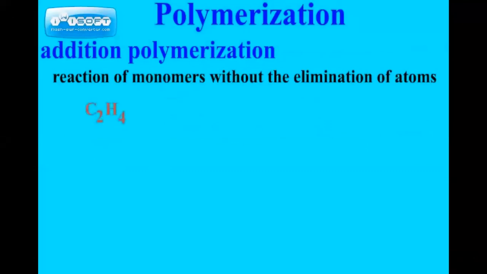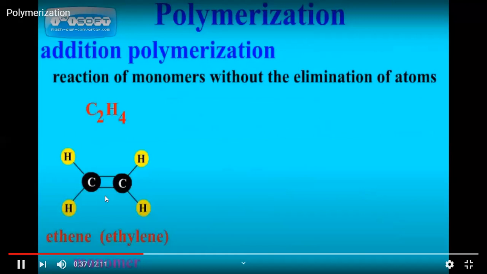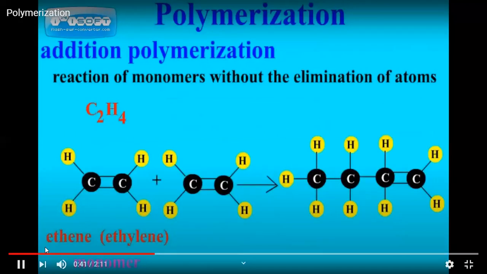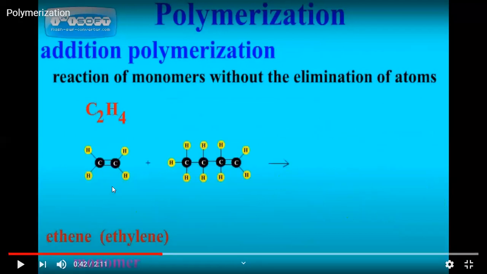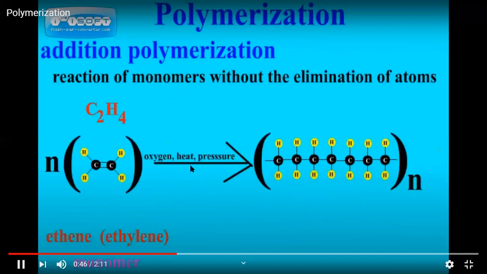What do you mean by addition polymerization? The reaction of monomers without the elimination of atoms gives a polymer. For example, ethylene undergoes polymerization, and we get polyethylene. Here, this ethylene molecule, that is C2H4, undergoes reaction, and we get a polyethylene molecule. C2H4, C2H4, C2H4. There is no elimination of atoms in this type of polymerization, and that's why it is known as addition. The monomers simply add together to form a macromolecule or polymer.